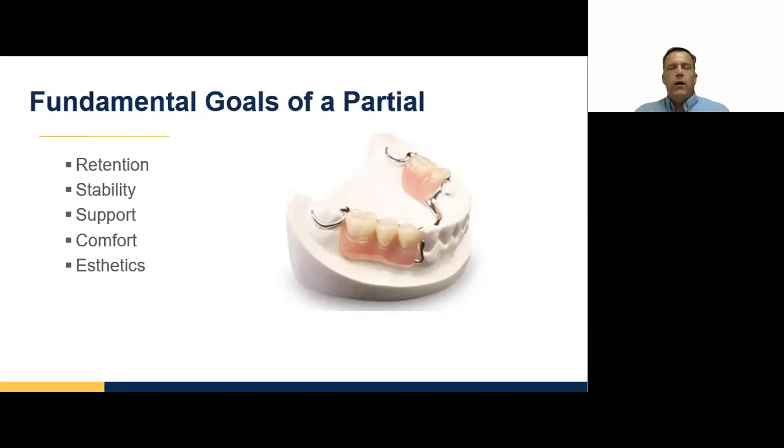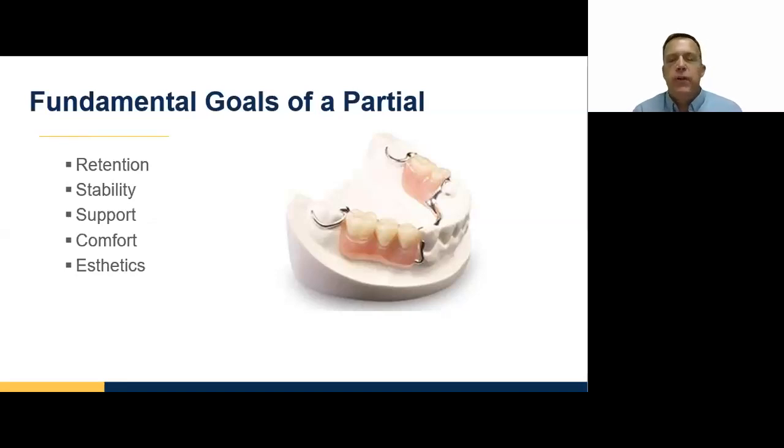We don't want our case to be unstable, so we need to decide what that means. Like we talked about, in a Kennedy class 3 we may be able to get it very stable. But with our class 1, class 2 cases, we want to make sure we control the movement and minimize the movement. We want to make sure that support goes both ways, that when we design our tooth position, it supports our patient's face and speech and everything.